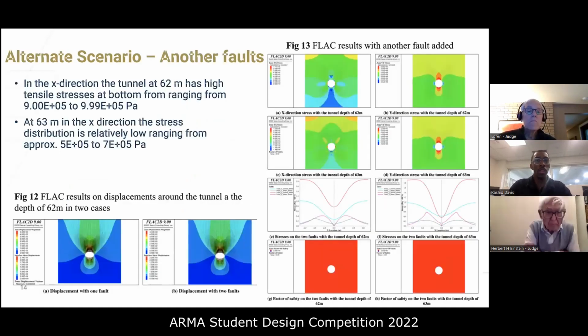Okay, so for the alternate scenario, we also modeled the second fault in FLAC 2D with depths of 62 meters and 63 meters below the surface. And we found that 62 meters is still a feasible depth for the tunnel. The figures show the stress fields and the distribution of stresses as well.